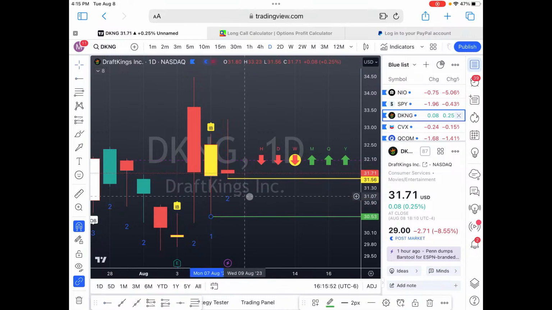So 1-2-2 rev strat to the downside, and we've got the hourly, daily, and weekly in our favor, not the monthly, quarterly, and yearly. We don't need that. It would just give me a higher probability that there's a potential trade here.